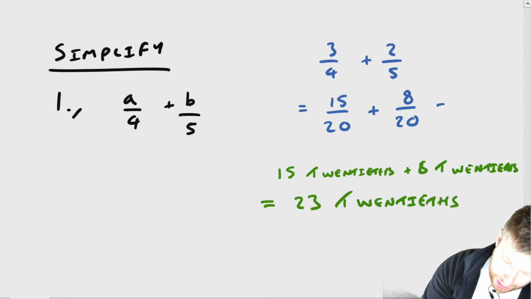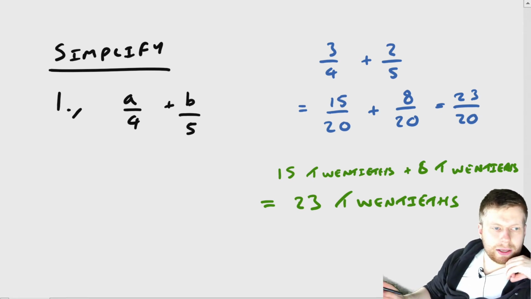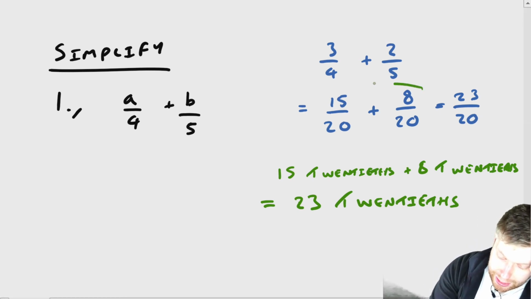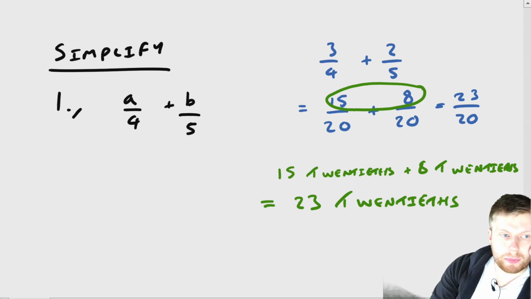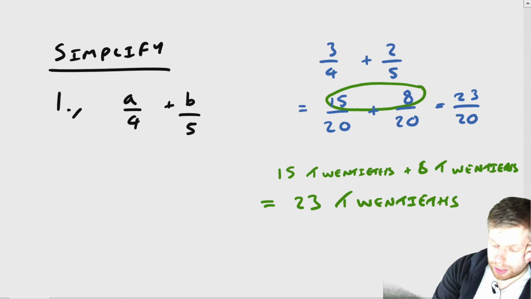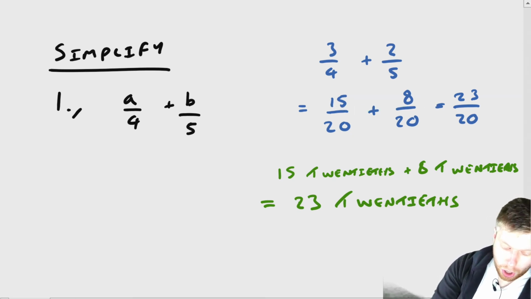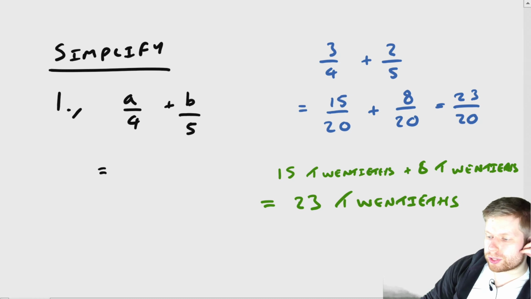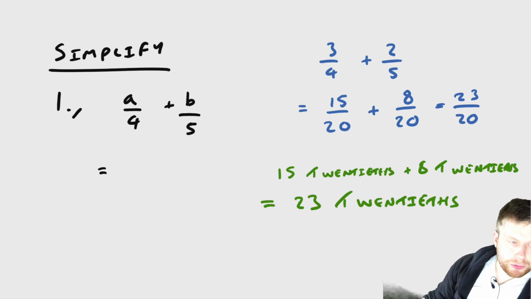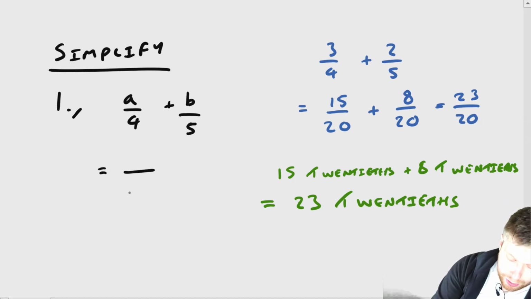So the answer down here is going to be 23/20. Basically all I've done here is add together the two numerators, and the denominator stays the same. Let's use this notion with this one. It's the same principle even though there are variables or pronumerals in here, the a and the b. First things first, I need to make sure I have the same denominator.